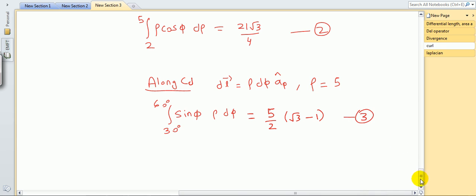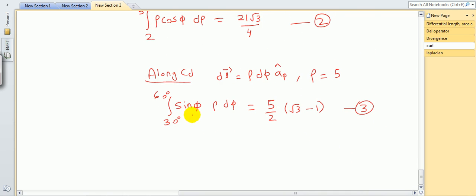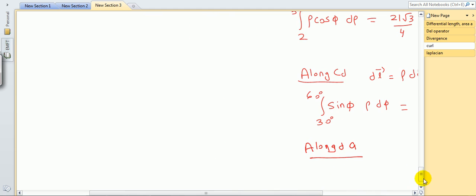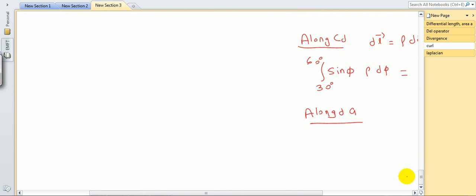This is third. Now the remaining path is DA, along DA. So along DA, if I bring the figure back, you can see that along DA the rho is changing. So the DL vector will be d rho A rho cap, and the rho is changing from 5 to 2, and the phi angle here is 60 degree, which is constant.